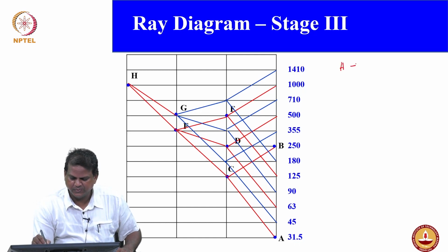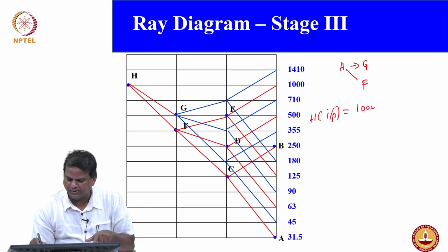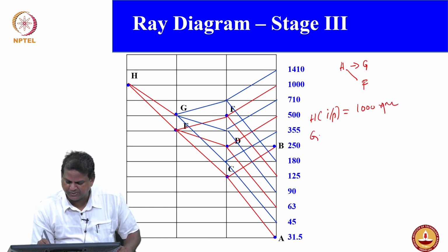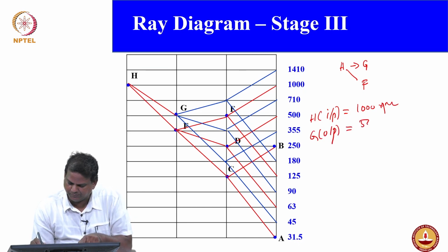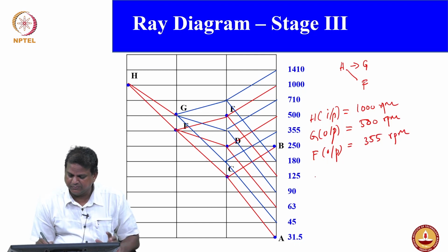H to G, right, then H to F. So from H, what is the input speed for H? 1000 RPM if you refer to your ray diagram. Then what is the output speed for G? Which is 500 RPM. F output speed 355 RPM. Okay.